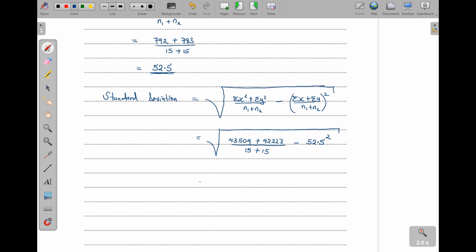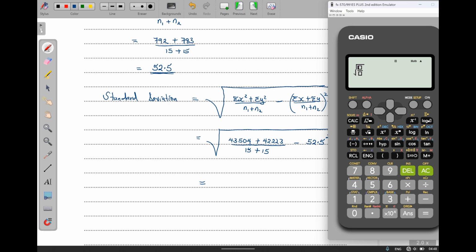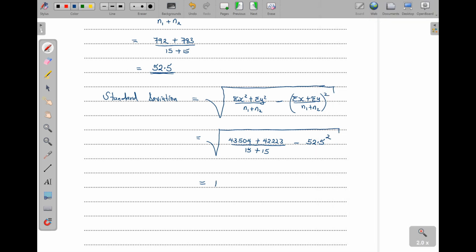So putting all of this in the calculator, what do we get? Square root of 43504 plus 42223. Then we are dividing by 30. Then subtract, we have 52.5 squared. So altogether we get 10.1 to 3 significant figures. So that is that.